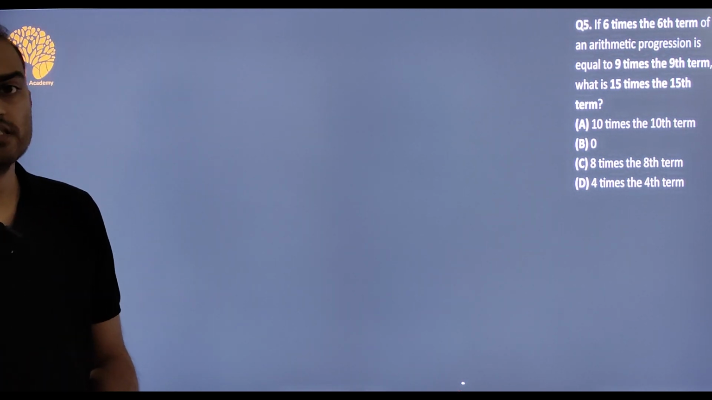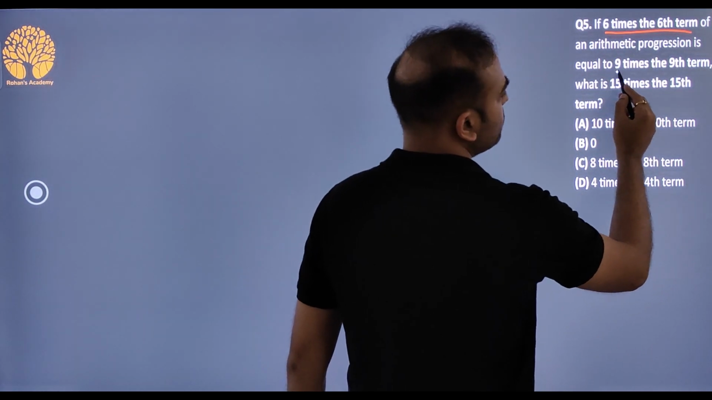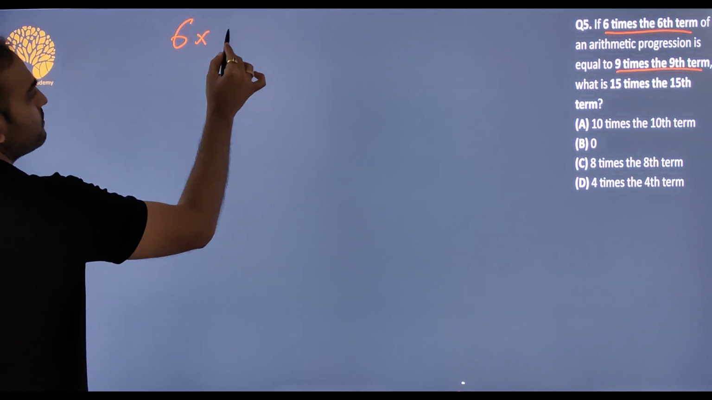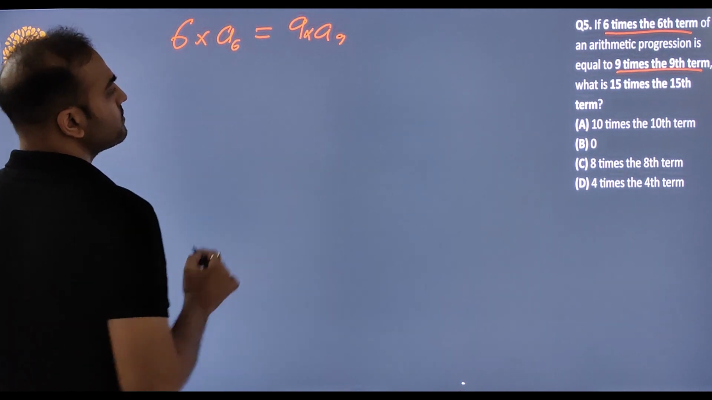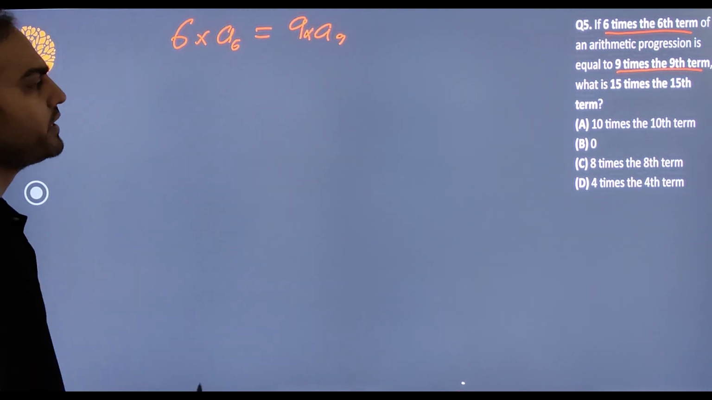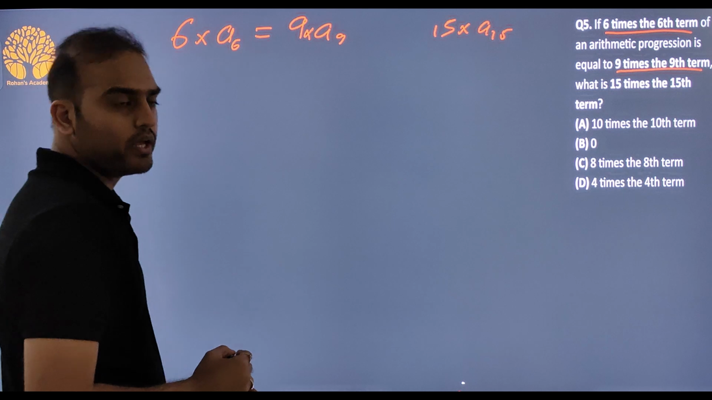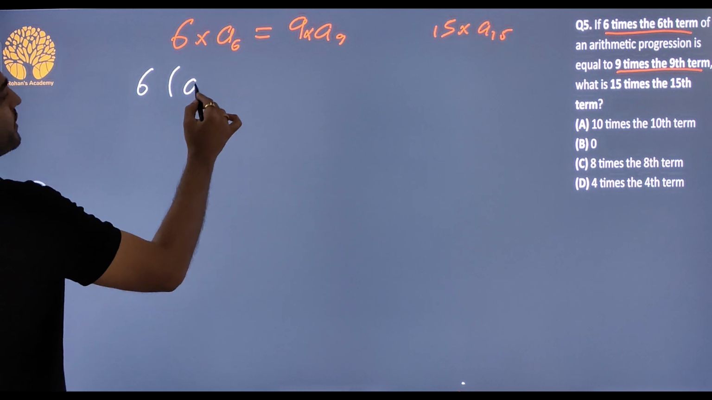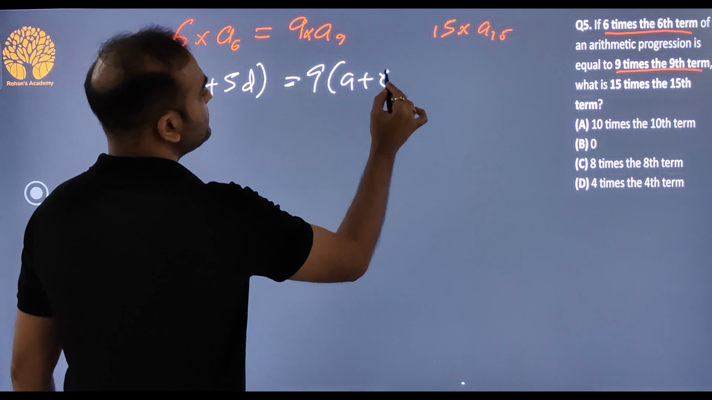Alright, moving on to the next one. So we have 6 times the 6th term is equal to 9 times the 9th term. Let's just write this down. 6 times A6 is equal to 9 times A9. And then we need 15 times A15. So let's just solve this. What is the 6th term? A plus 5D. What is A9? A plus 8D.